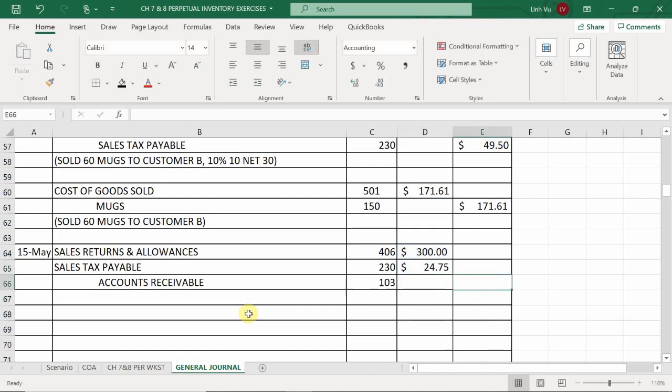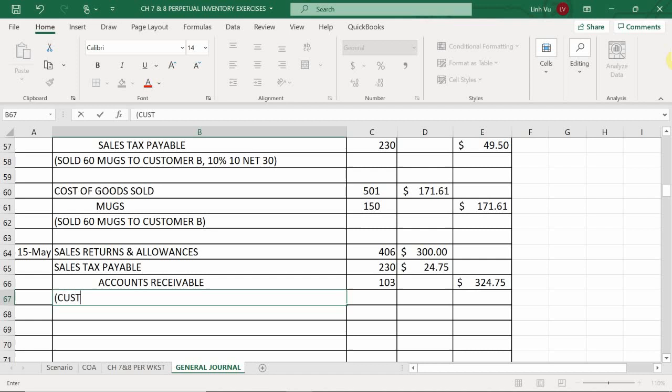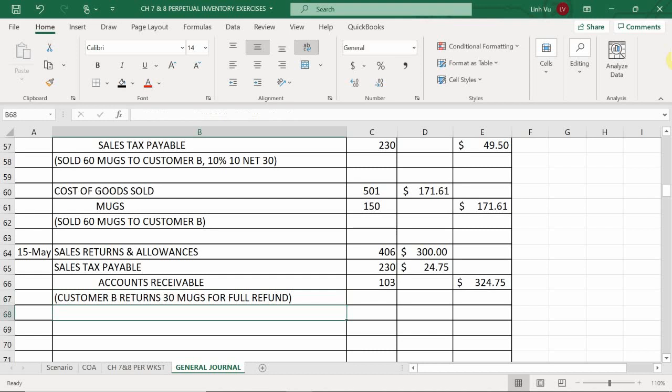Okay. So therefore, in grand total, they're going to reduce the amount that they owe by $324.75. And I'm also going to make a reference point that customer B returns 30 mugs for full refund. Okay. Now, in this case, customer B actually refunded and returned the product.